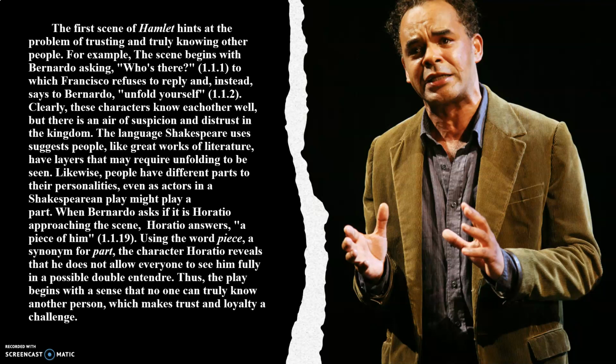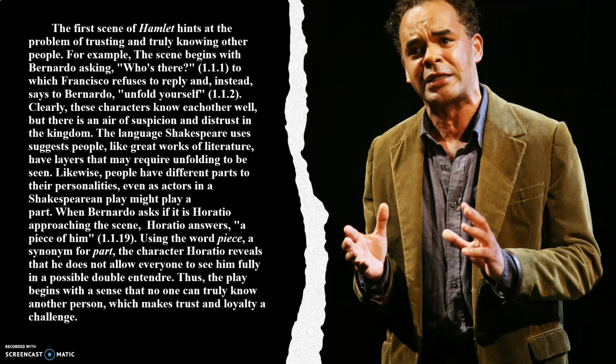Bernardo, "Unfold yourself." Clearly, these characters know each other well, but there is an air of suspicion and distrust in the kingdom. The language Shakespeare uses suggests people, like great works of literature, have layers that may require unfolding to be seen. Likewise, people have different parts to their personalities, even as actors in a Shakespearean play might play a part. When Bernardo asks if it is Horatio approaching the scene, Horatio answers, "A piece of him."